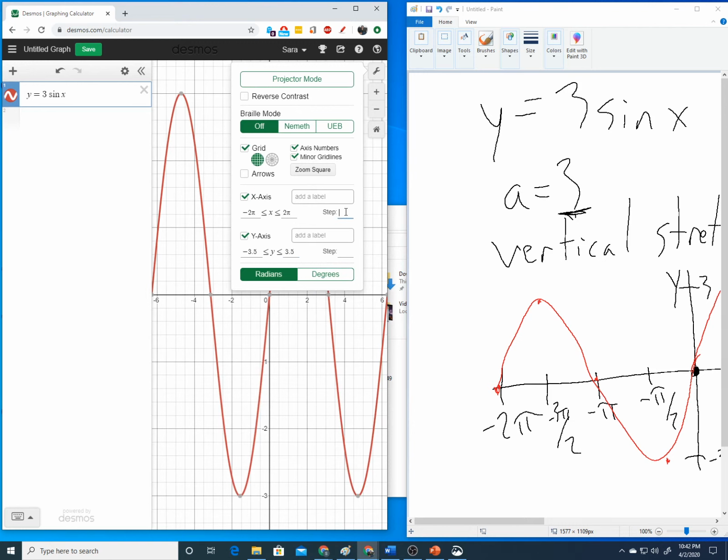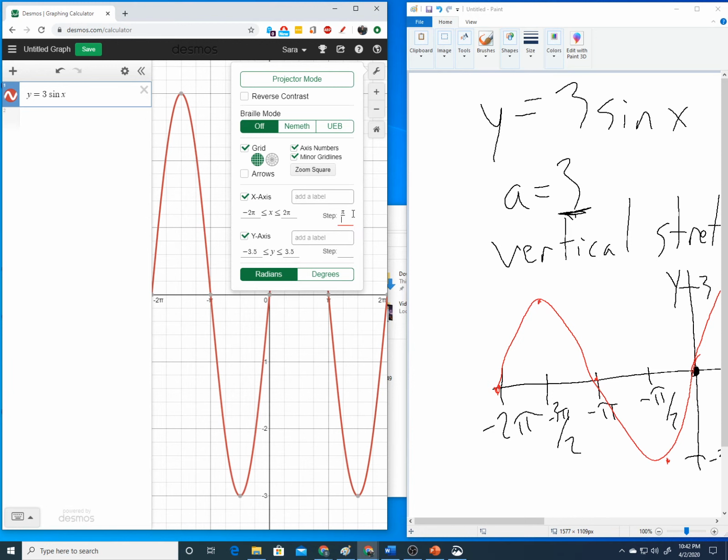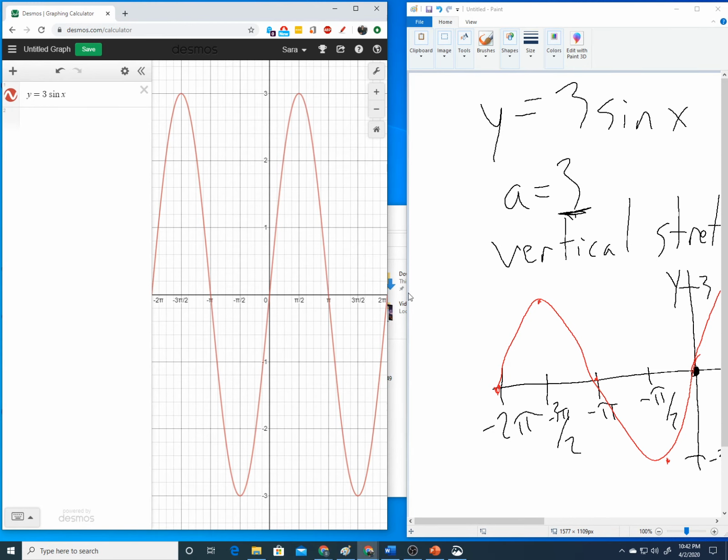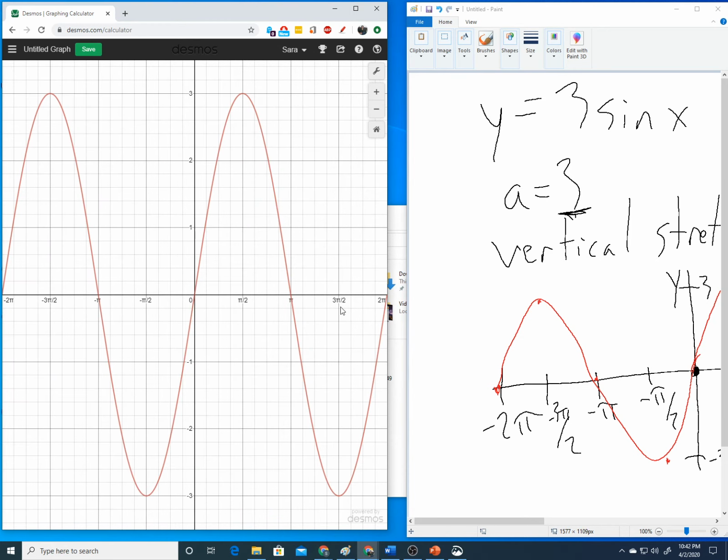And your step here, right now I'm having it step by pi over 2, because each x value spacing was by pi over 2. I type in pi divided by 2, and we can compare what's happening between our two graphs here.